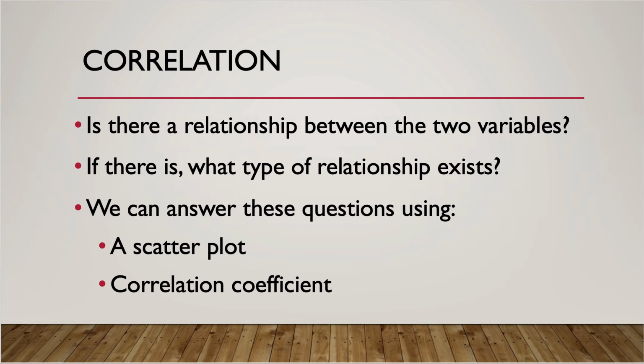So correlation, remember, tells us that there's a relationship between the variables. So when we're looking at this correlation coefficient that we're about to calculate, that is going to tell me two things. It's going to tell me, first, is there a relationship between the two variables? And then second, it's going to tell me what kind of relationship exists.